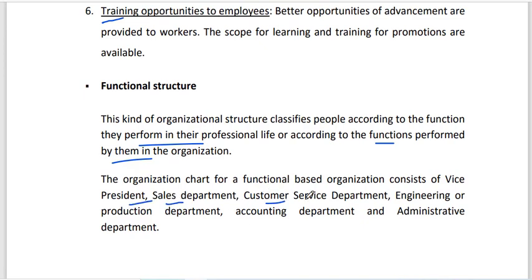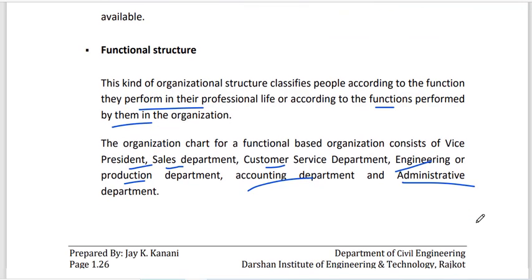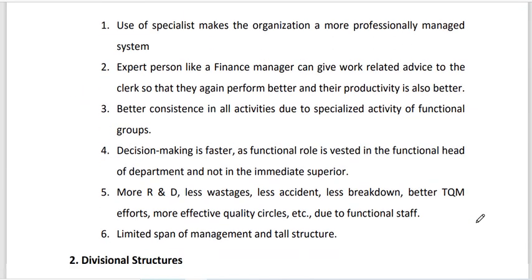These are some different departments. Customer service only works on customer service and customer problems, so these organizations work on a particular function. Engineering department, production department, accounting, salary department, administrative department, like this. We give classification based on function. These three structures and their advantages we already discussed in the last lecture.